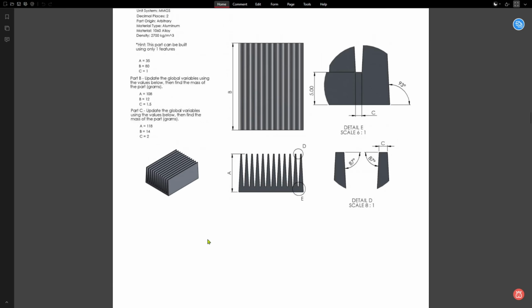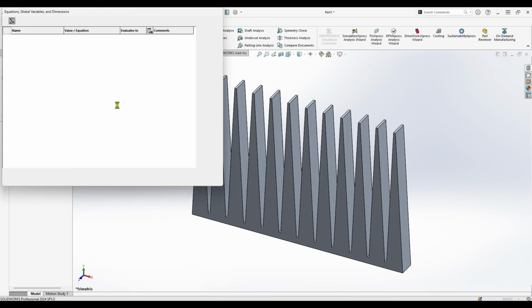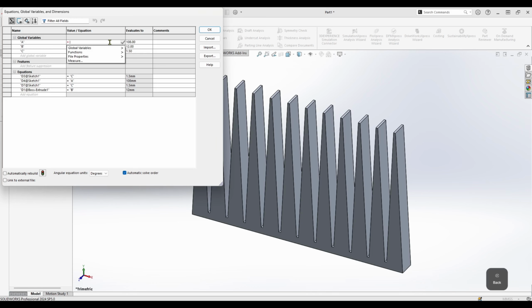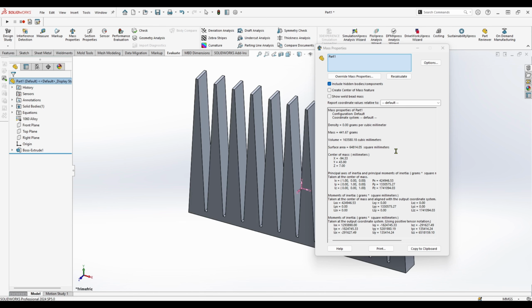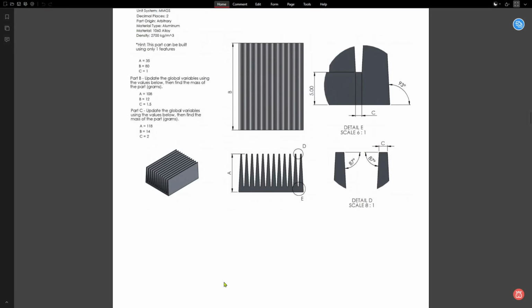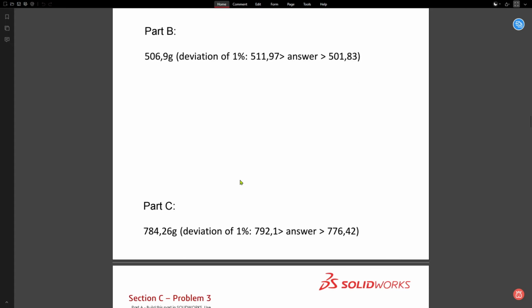Now let's move on to part C, and we can update our global variables. Head back over to our equations. We have 118, 14, and 2. Hit OK. More Toblerone. And mass properties. Mass of 441.67. And we get, again, an answer that's way out, which is not possible. So hopefully you got the same answers I did.